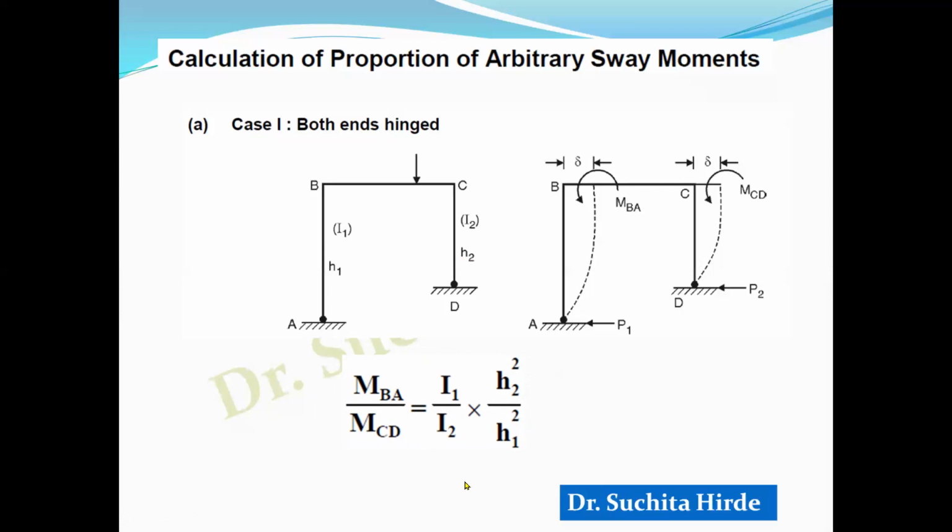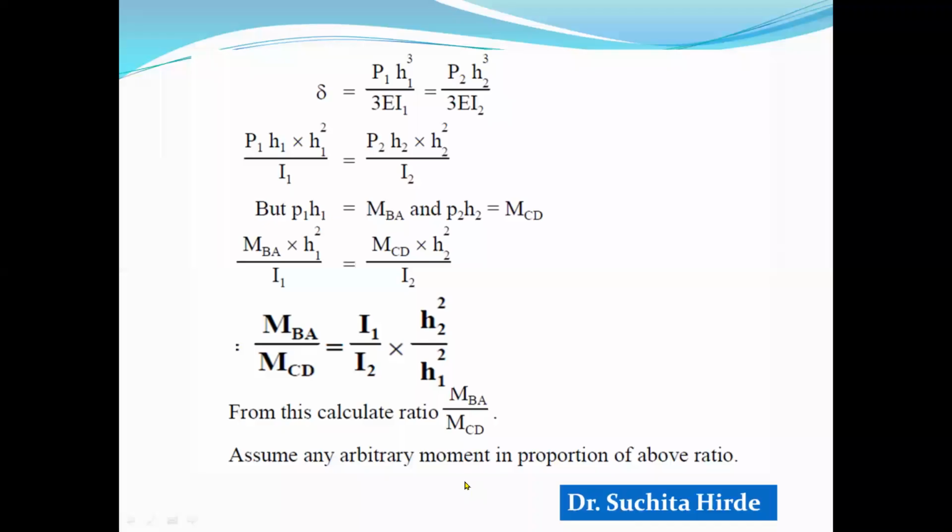Now how is this formula derived? This formula is derived from the deflection criteria. So from this explanation, finally we get MBA upon MCD is equal to I1 upon I2 into H2 square upon H1 square. You have to remember this. When both ends are hinged, this is the proportion we have to assume.